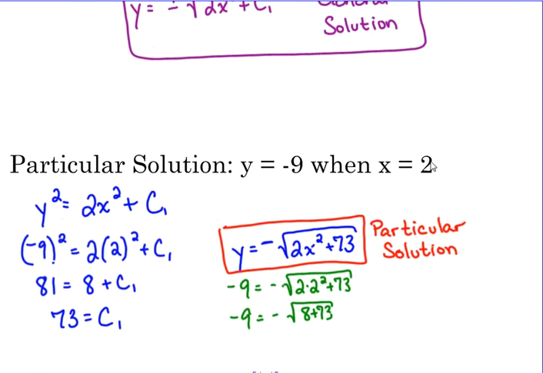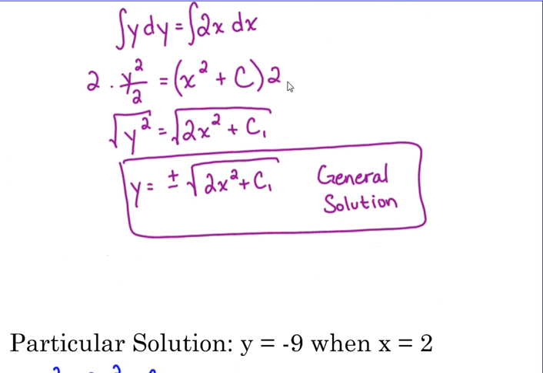Yes, sir. Well, technically I did multiply 2 by C, but 2 times a constant is just another constant. That's why I put that subscript right there.